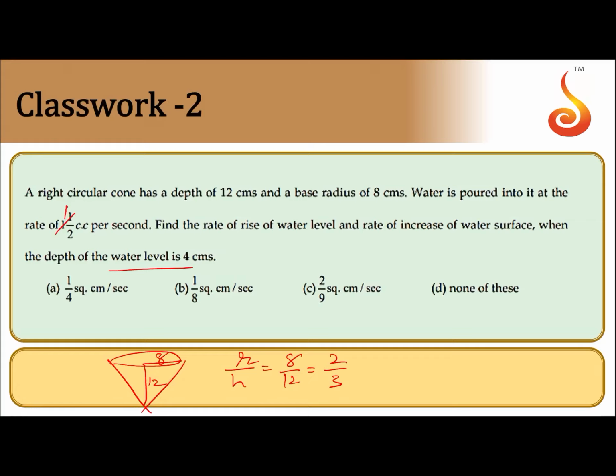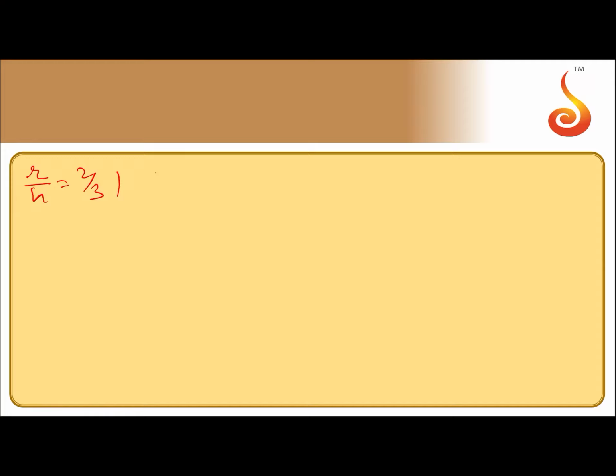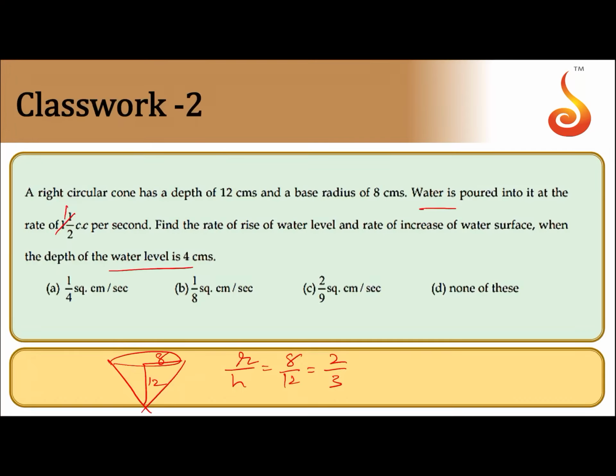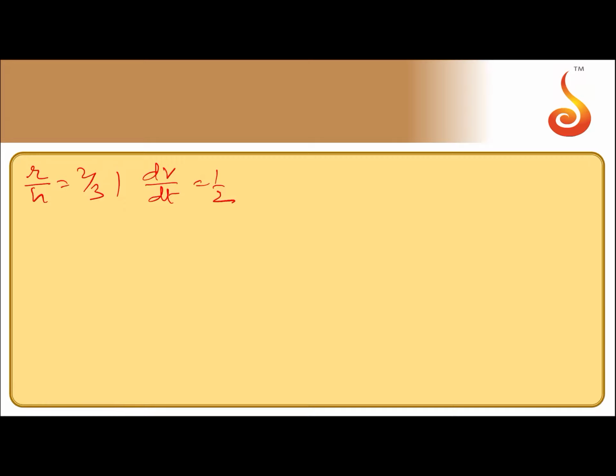At the same time, you are given that water is poured into it at half cc per second, dV by dt. dV by dt is equal to half. And what is the increase in the water surface? Of course, in the cone, the water surface will be in the circular form. Therefore, the water surface area dA by dt is how much when H is equal to 4 centimeter, right?